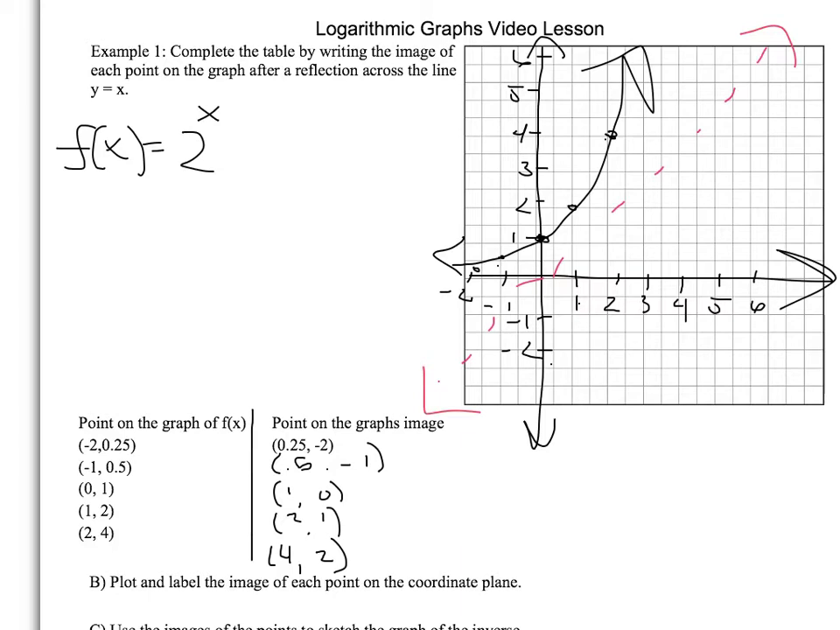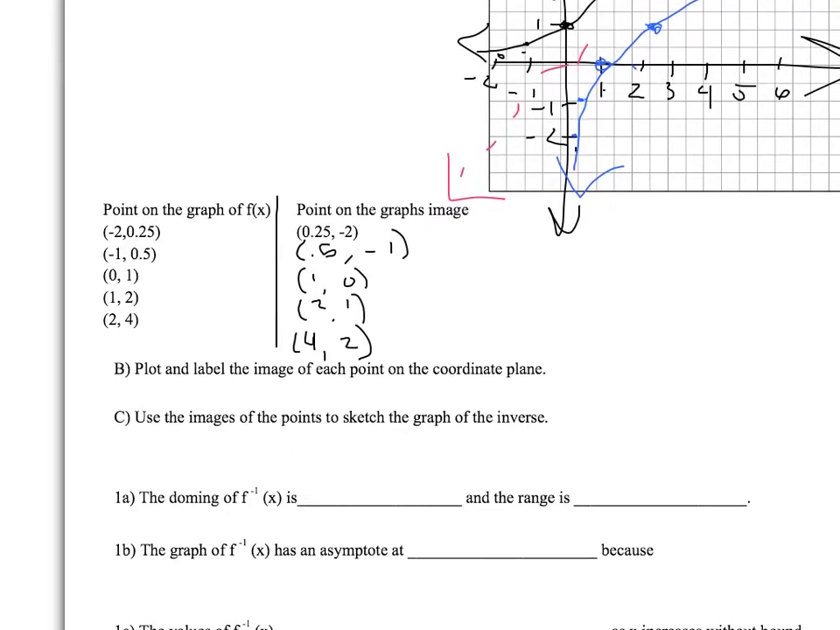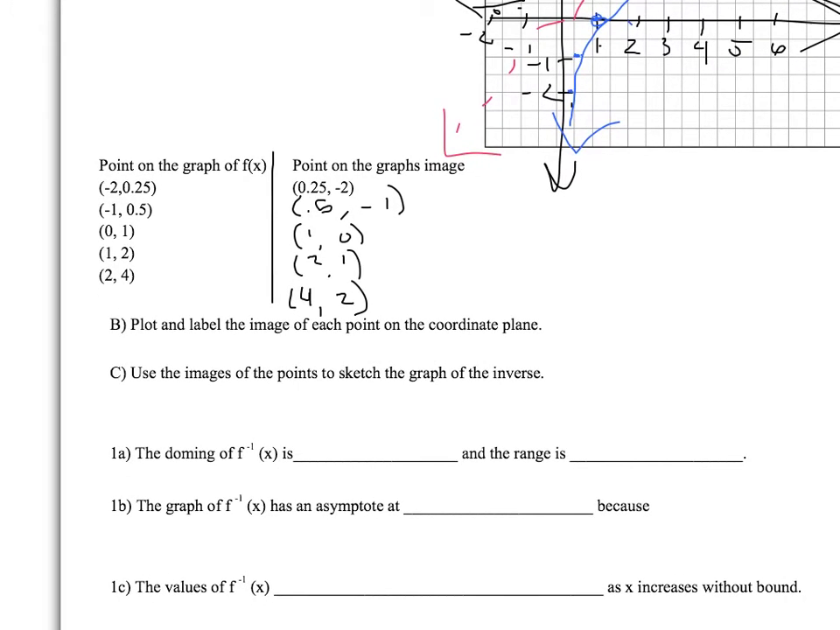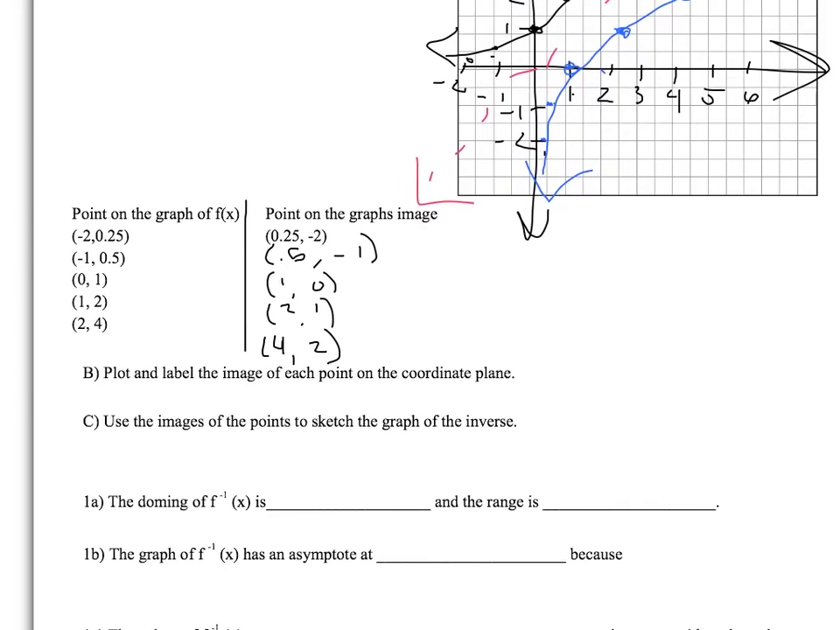So 0.25, -2. And then 0.5, -1. And then 1, 0. And 2, 1. And 4, 2. So we found the points, we plotted and labeled the image of each point, and we used the images of the points to sketch the graph of the inverse, which is my blue.